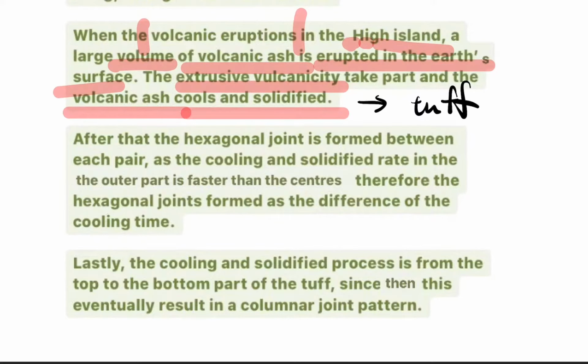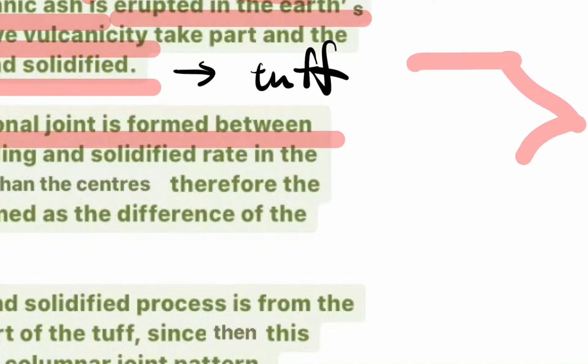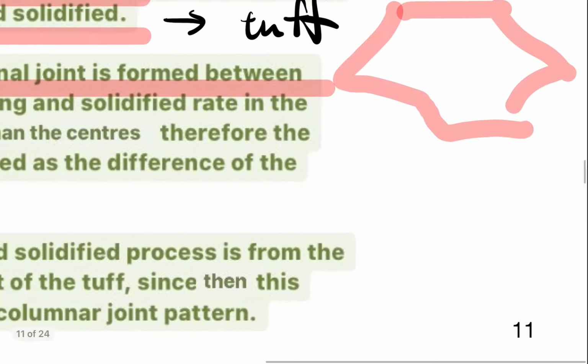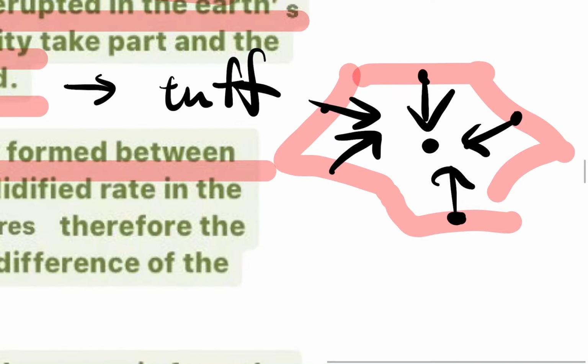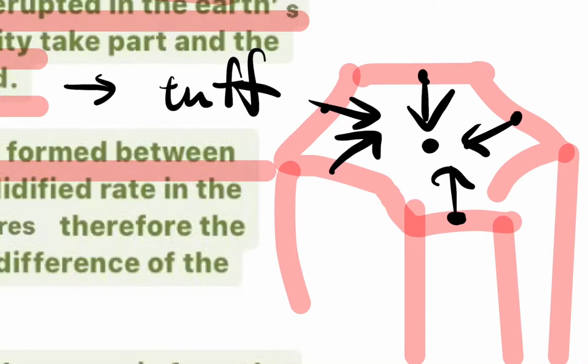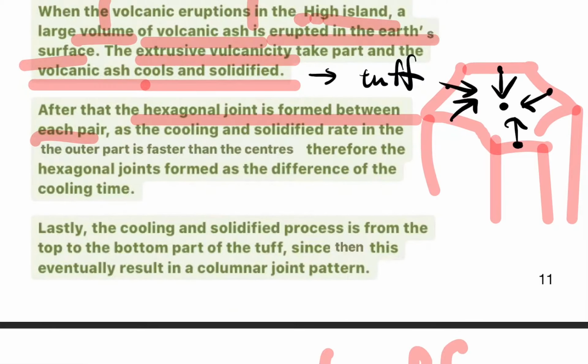After that, hexagonal joints are formed. 點解會有 hexagonal joints? Because the cooling rate is different. The hexagonal cracks go from the outside to the center. You can see it. The cooling and solidifying rate in the outer part is faster than in the center. Therefore, the hexagonal joints have formed in different cooling times.